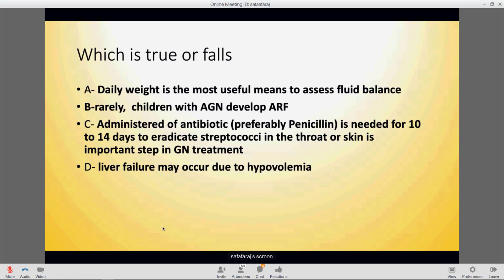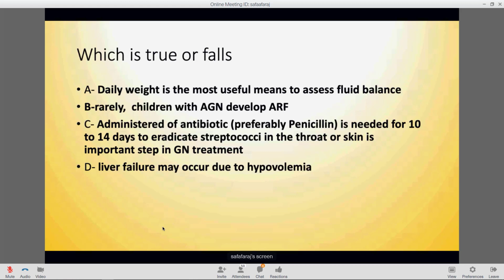Ayman, read us the next one. Rarely children with acute glomerulonephritis develop acute renal failure. True. C. Administration of antibiotic, preferably penicillin, is needed for 10 to 14 days to eradicate Streptococcus in the throat or skin. It is an important step in glomerulonephritis treatment. True.